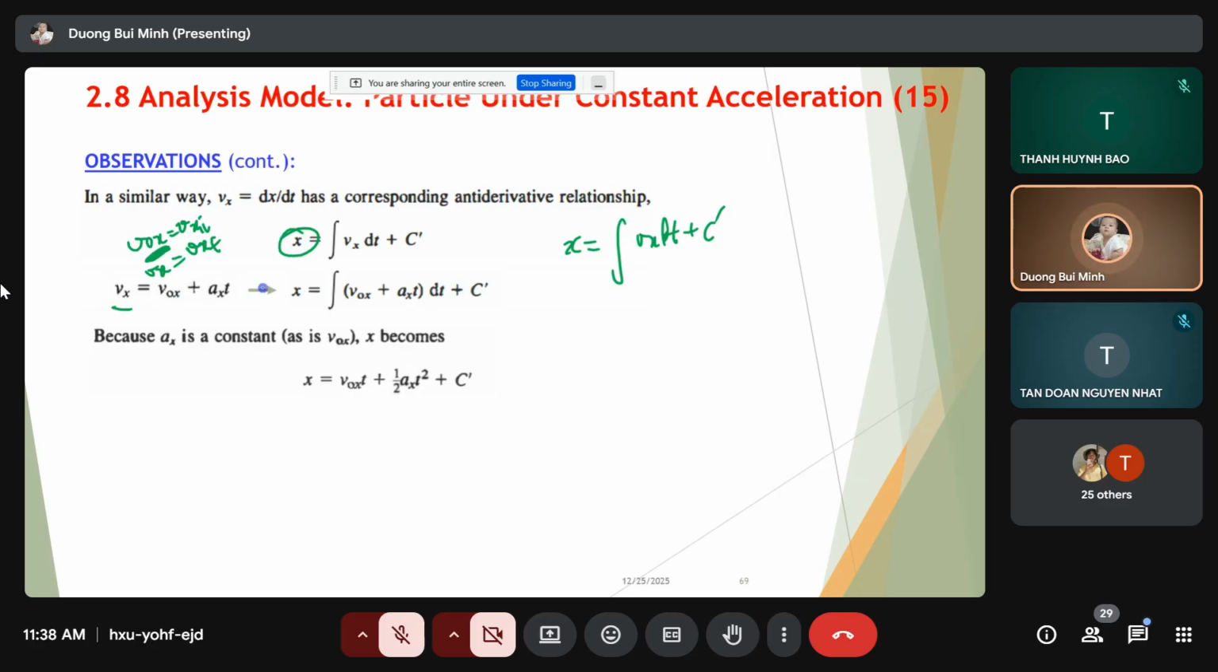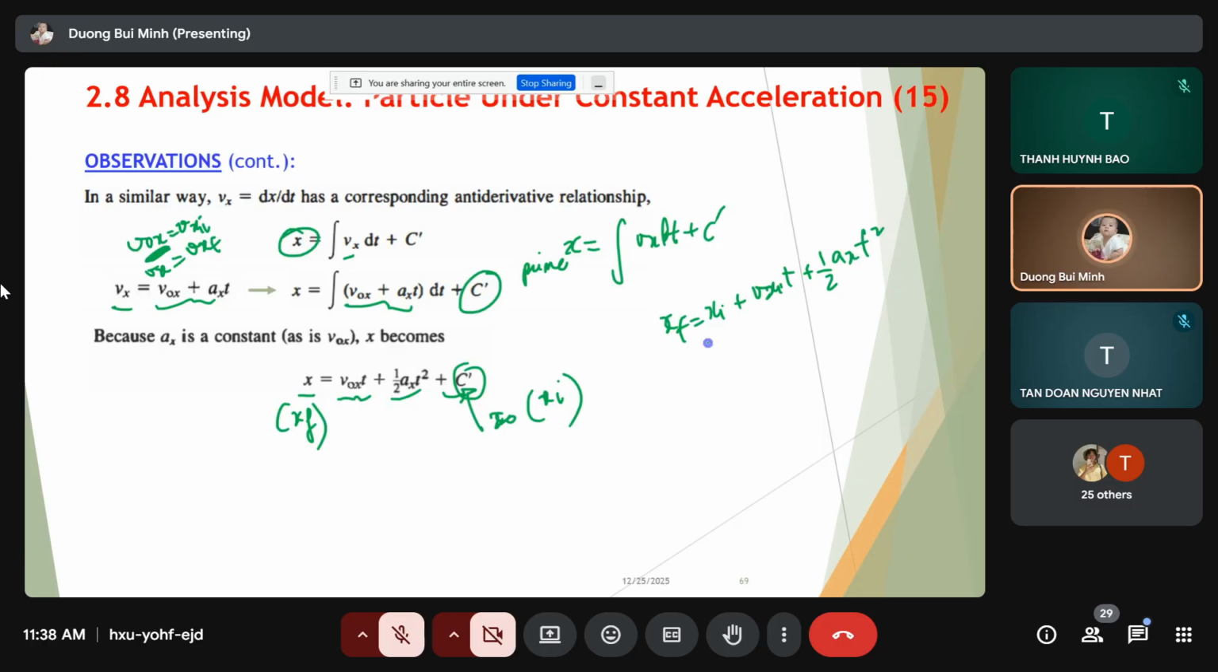So here you replace into here, you can get the integral of vox plus Ax t dt plus c prime. Within the interval you get x is vox times t plus Ax t squared over 2, plus c prime. What is c prime? C prime means x0 or xi, and x or xf. So similarly, we have xf is xi plus vxi t plus half Ax t squared. The same.